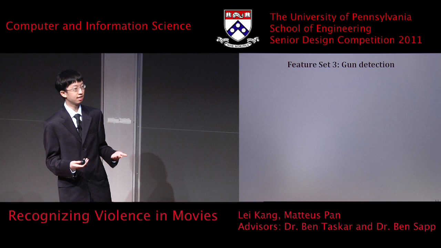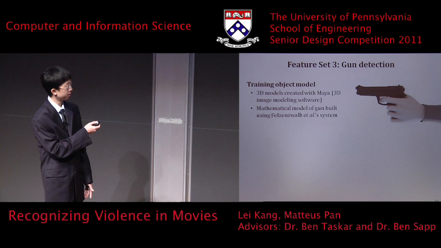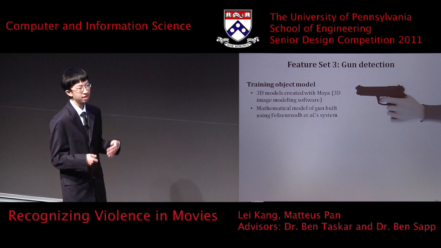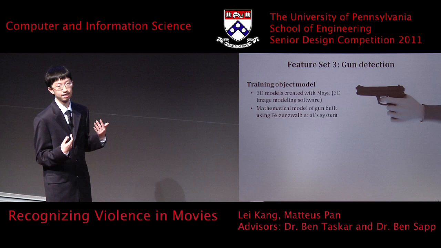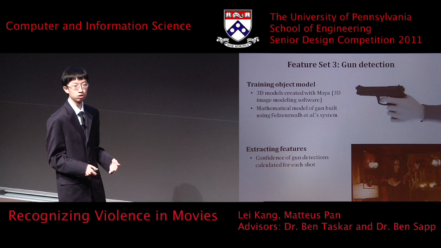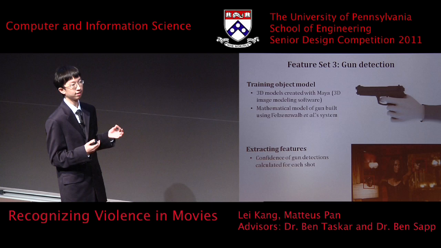The first step is to build a 3D model of a handgun using Maya, which is a 3D image modeling software program. Taking this 3D model, we can generate different camera views, lighting conditions, as well as backgrounds, and create a mathematical representation of a handgun, or a detector, to find instances of the same gun in movies. Once we have this detector, we can run it across every single shot of every single movie, and generate a list of gun detection confidences calculated for every shot.